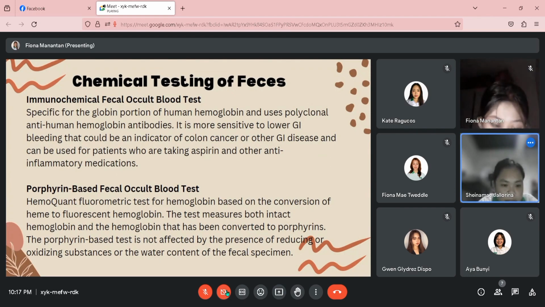The porphyrin-based test is not affected by the presence of reducing or oxidizing substances or the water content of the fecal specimen. False positive results can occur with porphyrin-based tests when non-human sources of blood, such as red meat, are present. Therefore, patients should be instructed to avoid red meat for 3 days before the test.